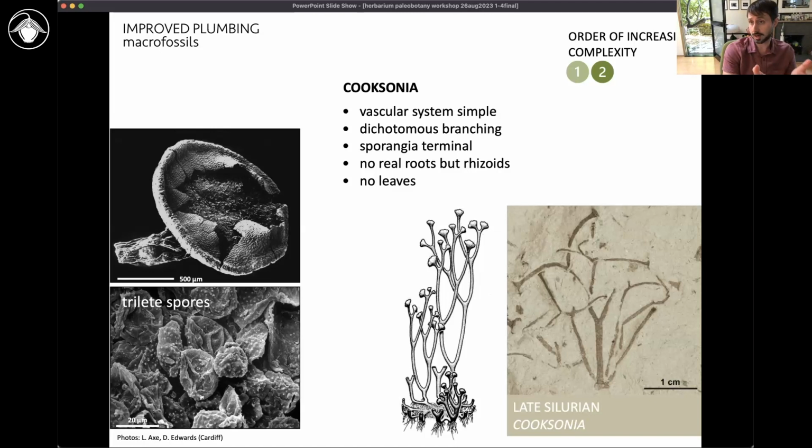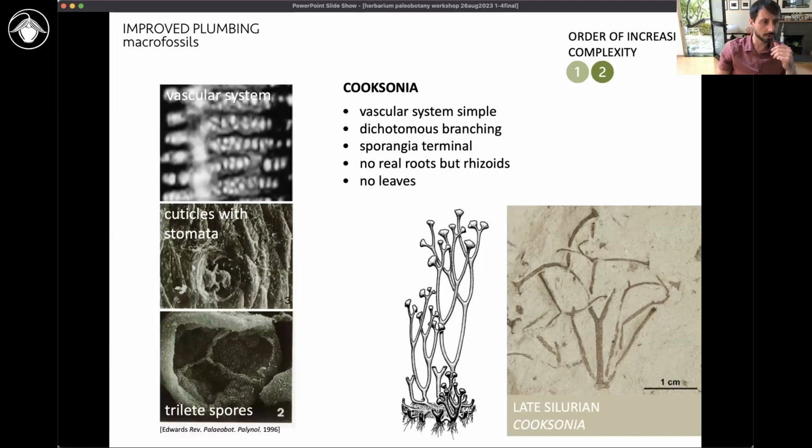This is the structure that carries and produces the spores. And you can see that it basically is like a capsule, a bit like a salt shaker in a way, when it's cracked open. So they basically had these very simple vascular systems. They were branching in twos, dichotomously, no roots, but they have rhizoids, and they don't have any leaves. So they're photosynthesizing throughout these branching axes.